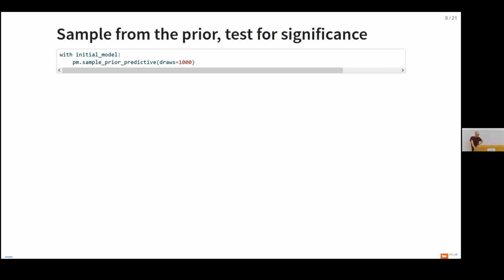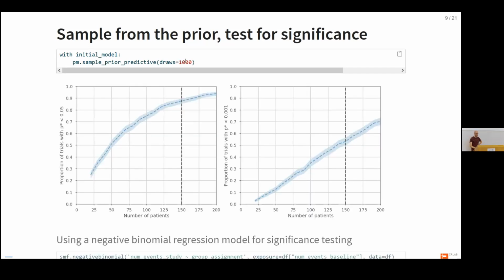Okay, so that's the model. This is the initial model we set up before we get any data back, which is supposed to capture all the uncertainty we have about our best guess for what might happen when we run the trial. And now we can sample 1,000 draws from the prior predictive. Based on this, we can do a power analysis and see what are our odds, if our priors are correct, of finding a significant result.